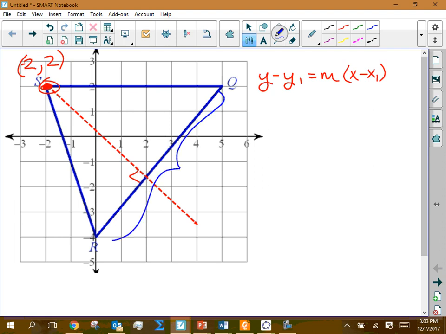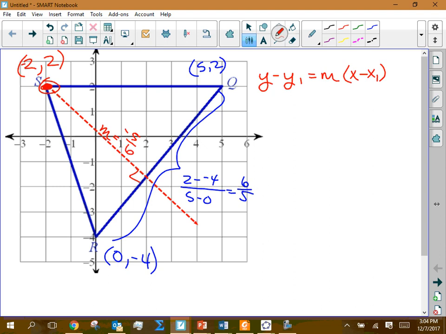Well, the relationship is that the slope of the red line should be the what of the blue line. Opposite side reciprocal. So if I find the slope of Q to R, which Q is at 5, 2, right? And R is at 0, -4. If I find the slope of that segment QR, 2 minus -4 over 5 minus 0 gives me 6/5, right? So Q to R's slope is 6/5. So what is the slope of this red altitude?